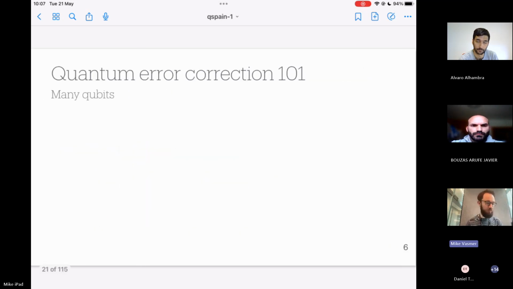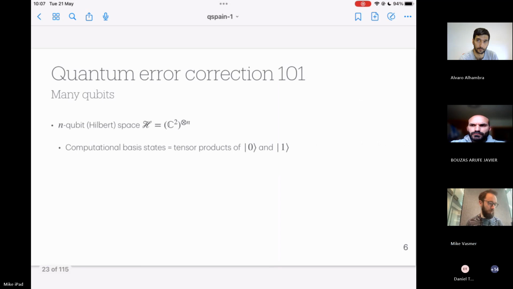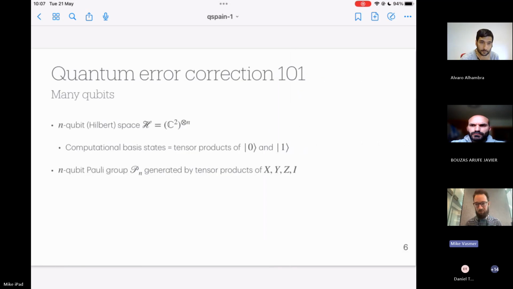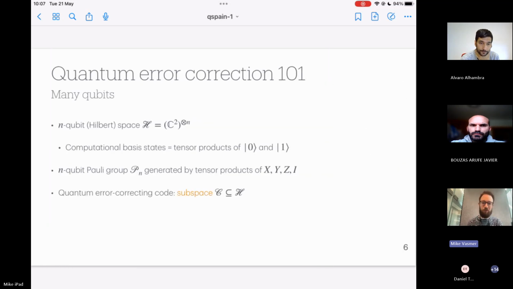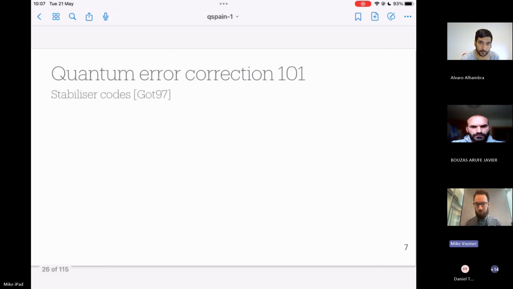Okay, so then we go from 1 to many qubits, and we have some n-qubit Hilbert space. And we also define, probably a reminder for everyone, the n-qubit Pauli group, which we just generate by tensor products of the Pauli matrices and the 2x2 identity. And then now we can talk about our quantum error correcting code, which abstractly is just a subspace of the Hilbert space. So what I'm going to do is I have some information, I want to encode it into a subspace. So abstractly, a quantum error correcting code is a subspace, but let's make that concrete, and we'll talk about a family of codes called stabilizer codes.